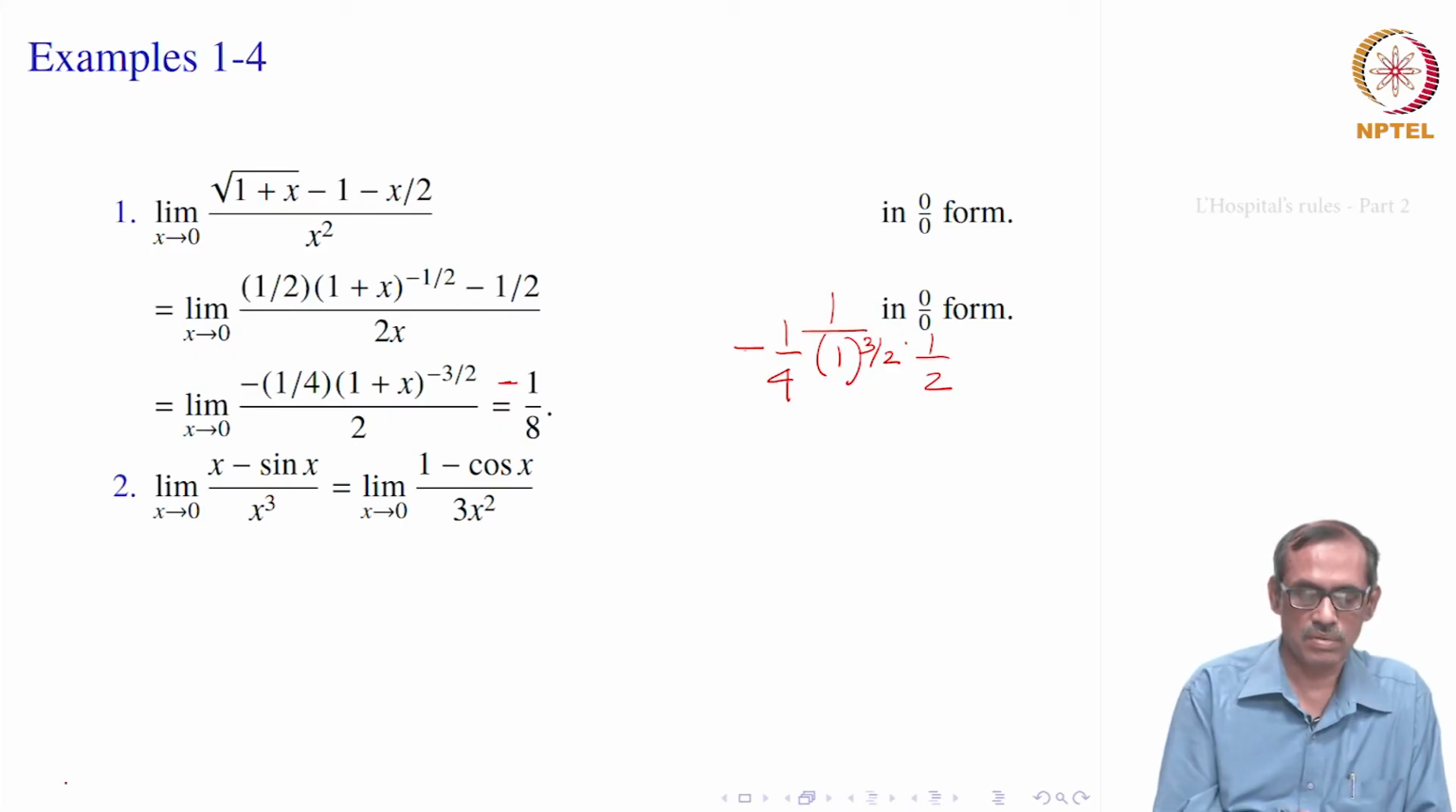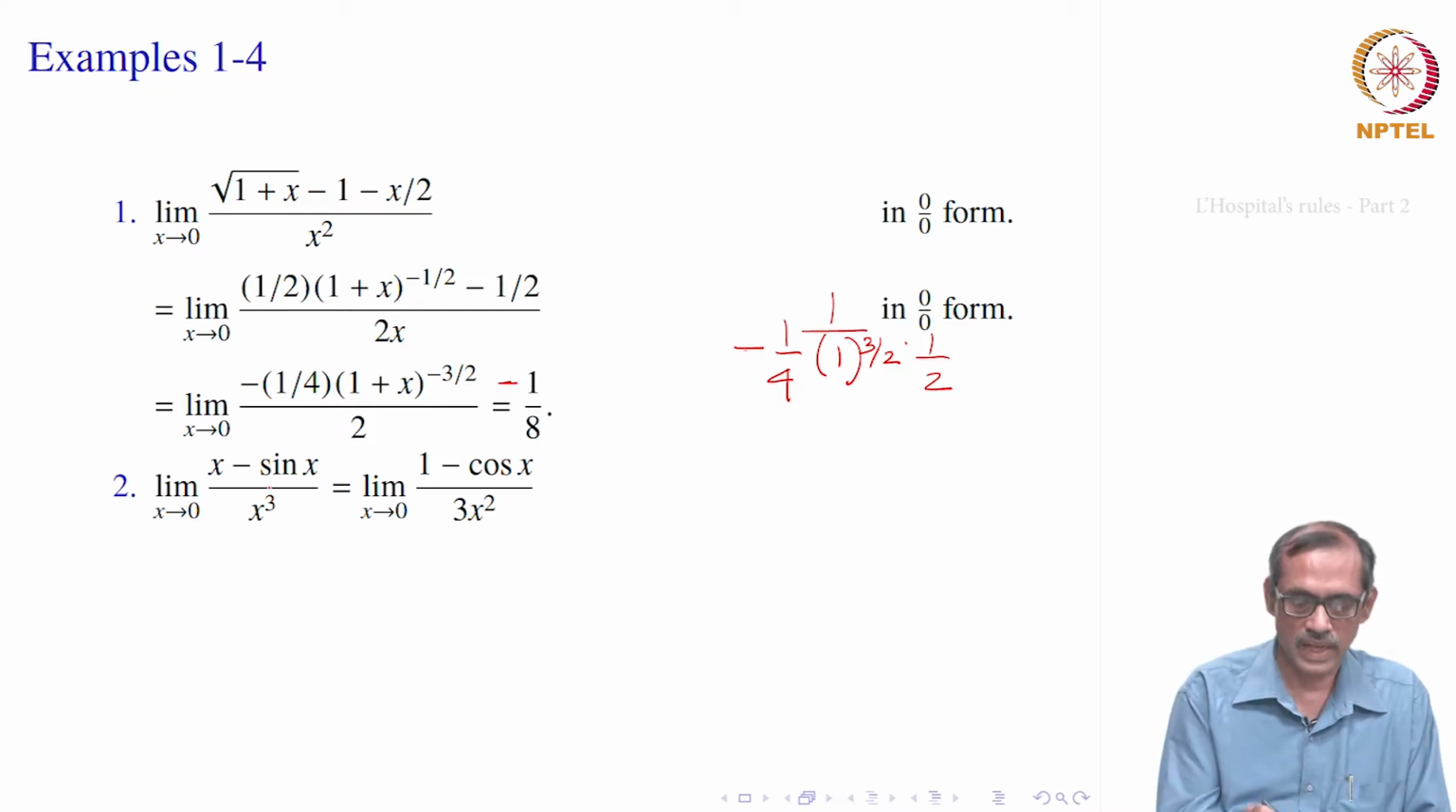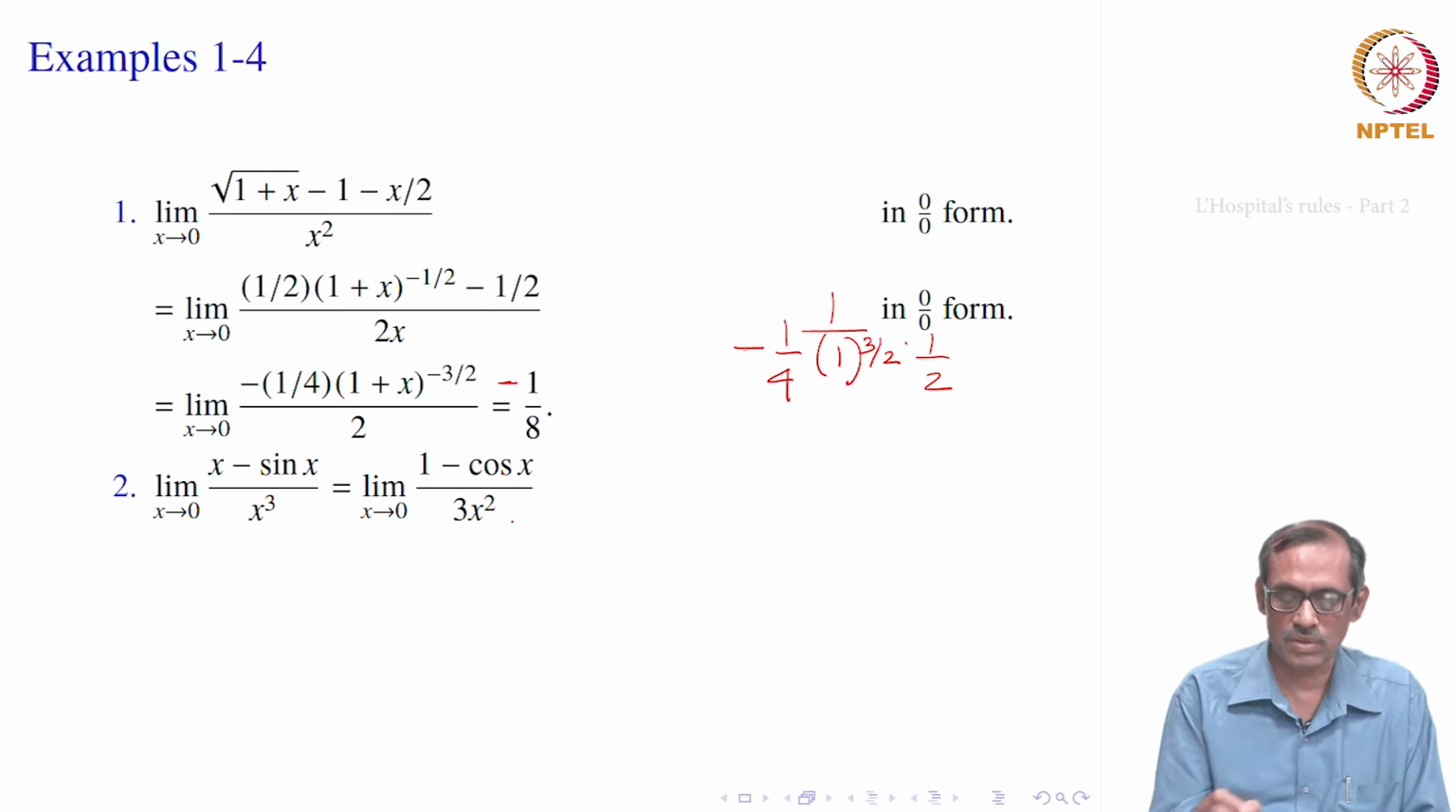So, now let us go to the second example. Here we have the numerator as x minus sin x and the denominator is x cubed. When x is near 0, x minus sin x is 0 and x cubed is also 0. So, we try to apply L'Hopital's rule. If this limit exists, that will be equal to the limit as x goes to 0 of (1 minus cosine x) by 3x squared. It is the other way around. If the right limit exists, then the left will also exist.